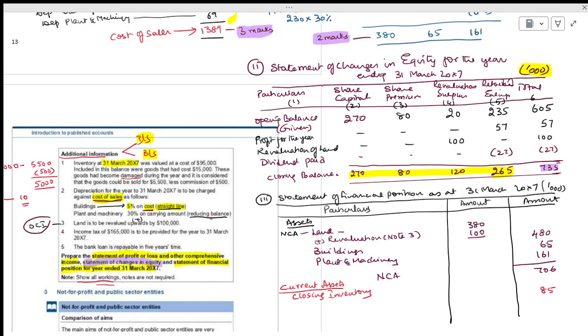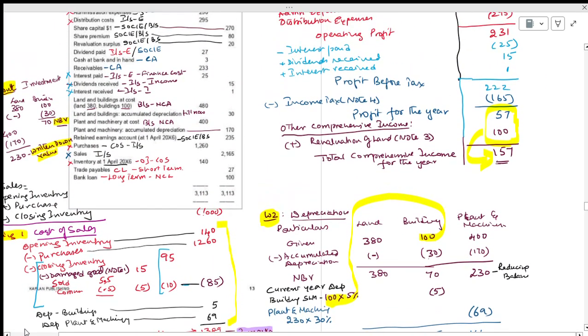Here we have done the income statement and we have done the balance sheet. We have done it in both places. Depreciation we have also done in both places. Buildings revaluation is also done in both places. Taxation we will do. Next, after this, is it right? Put a cross mark here. We have done land and buildings, accumulated depreciation, plant and machinery, accumulated depreciation.